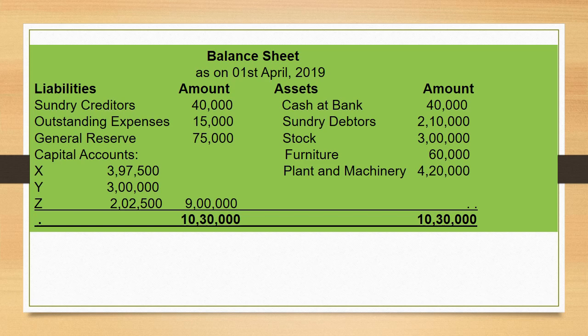Now after preparation of capital account, only the capital balances will be changed. I am repeating it again. If in a question it is given that you must pass a single adjustment entry for treating reserve and revaluation or goodwill, in such a situation all other things must be written as they are, and the effect will be on capital account only. Now we will write those capitals, which are rupees 3,97,500, 3 lakh and 2,02,500. In total they are 9 lakh.